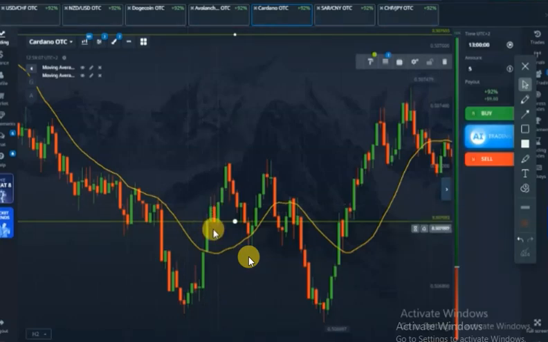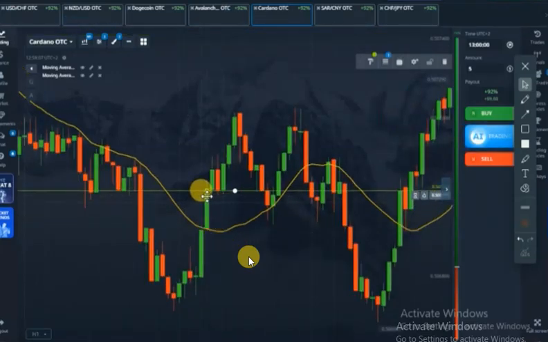This candle closes on the level, and the next candle we could buy, right? This candle here overlapped. It's overlapped on the level. That's why we couldn't sell.